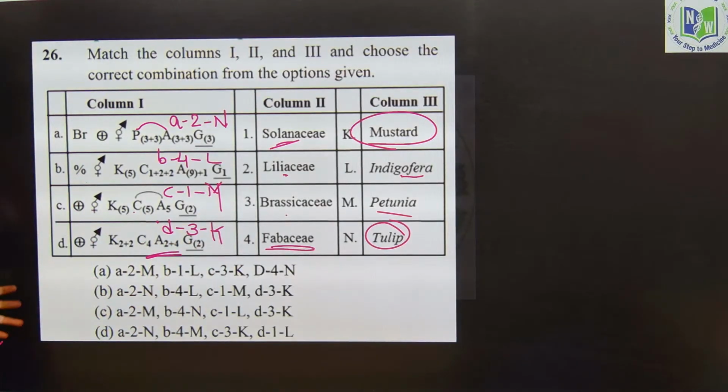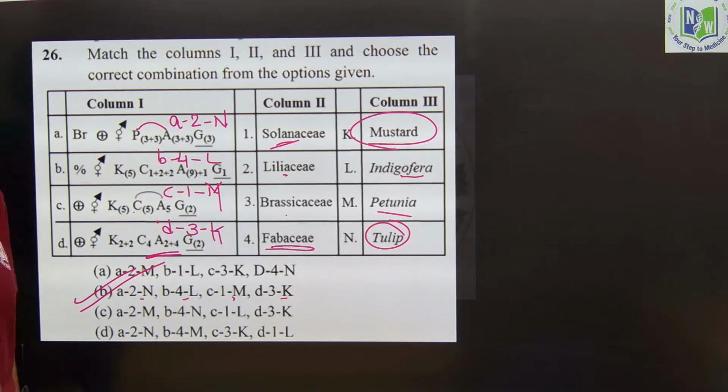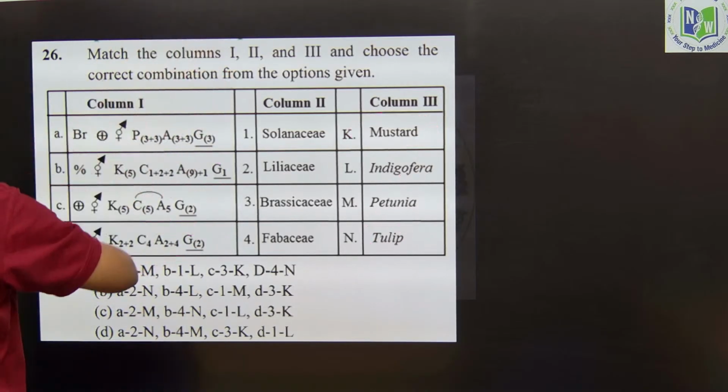So here if you look into A 2 and N, B 4 L, C 1 M, D 3 K, that is option B will be the right answer. Next question.